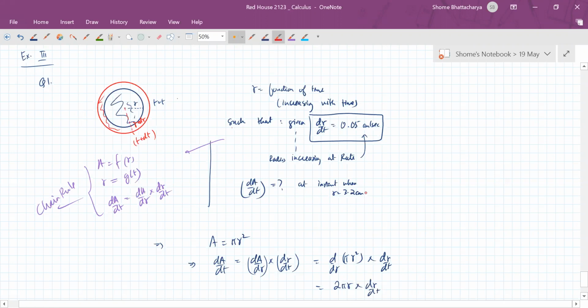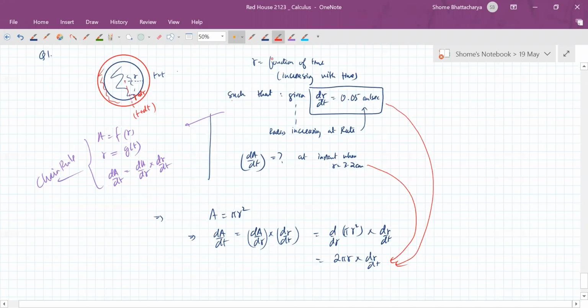Now we'll substitute these values. We want to find out the rate of change of area at the instant when r is 3.2 centimeters. As given to us that rate of change of r is so much. So substituting these, we can see that dA by dt at the instant when r is equal to 3.2 centimeters and the radius is changing at this rate, that will become in centimeters square per second. This is at the instant when r is equal to 3.2 centimeters.